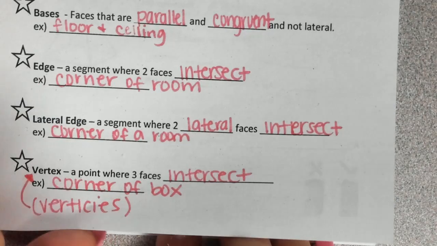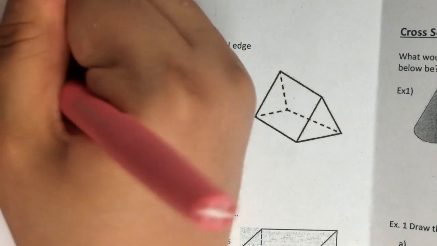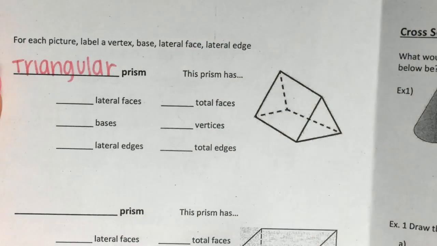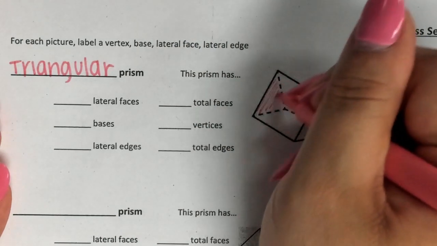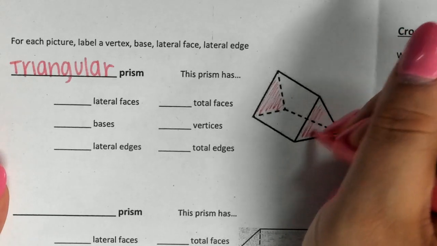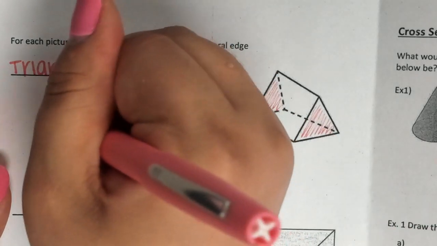If we open up, what type of prism is this? Yep, you're right. This is a triangular prism. And what I would like you to do is shade the triangles. Those are my bases. So how many bases does this have? 2 bases.